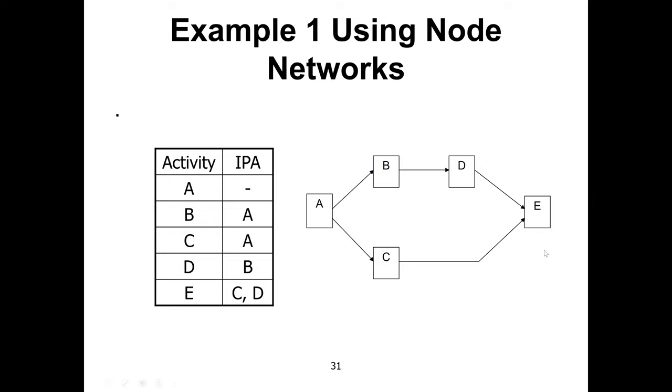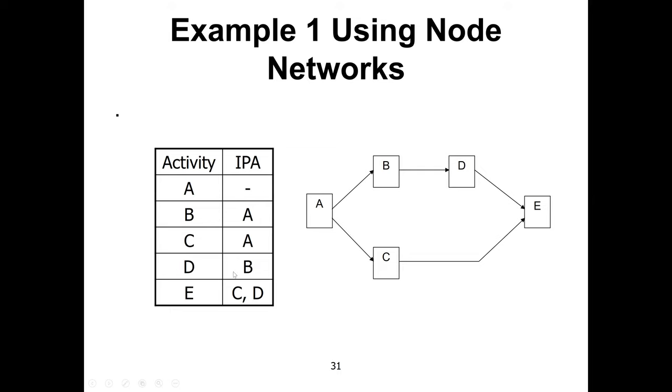Now in a node diagram, an activity is represented by a node. A has no IPA, so it is the starting node. B and C are both activities after A: the IPA for B is A, and the IPA for C is A. So when activity A completes, then B and C can start. We put two nodes B and C and connect them with arrows after A.